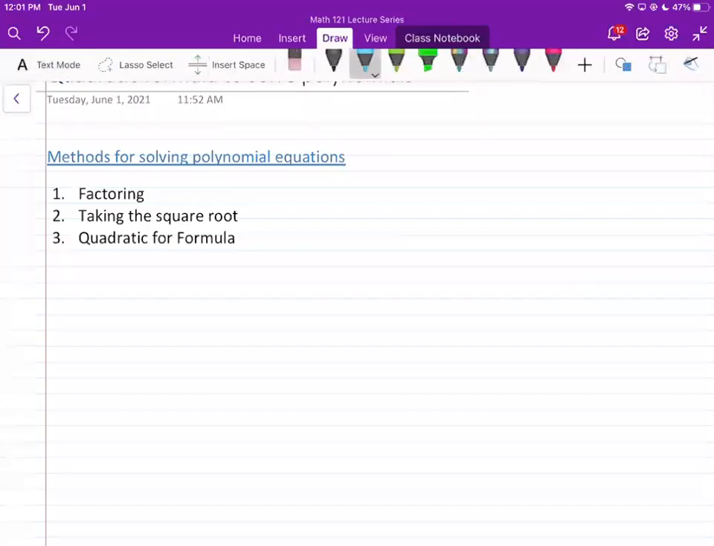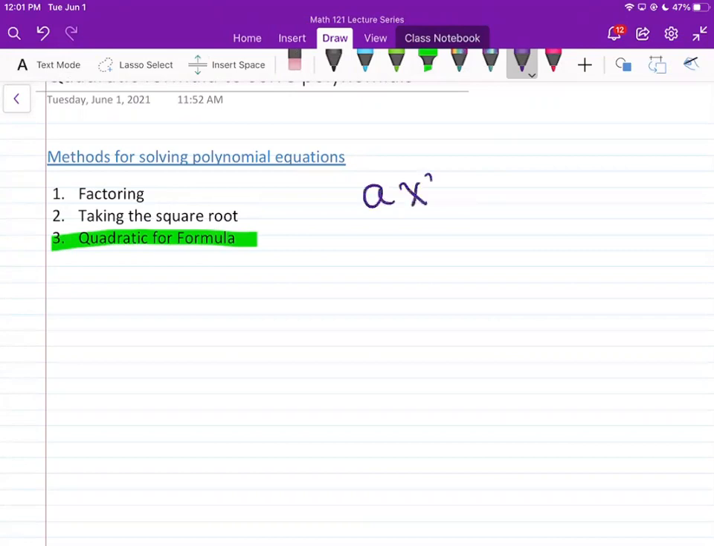Our third and final method for solving quadratic equations that we're going to look at is the use of the quadratic formula. Much like with factoring, when using the quadratic formula, you have to set it equal to 0. So you want it in the form ax squared plus bx plus c equals 0. And then those a, b's, and c's are going to come into play in the formula.